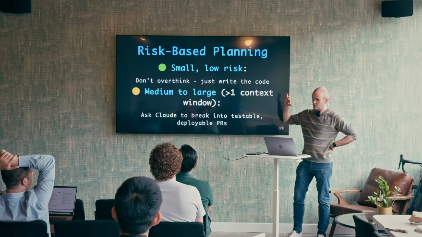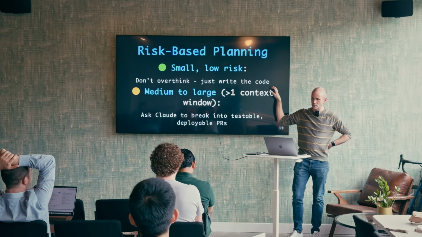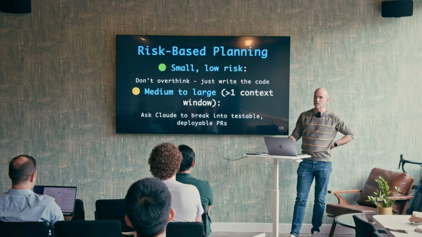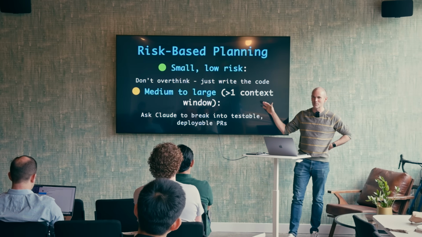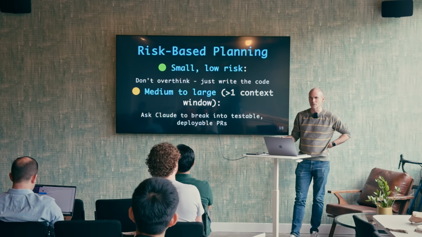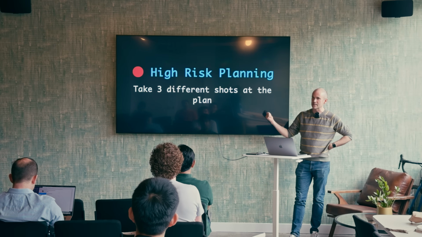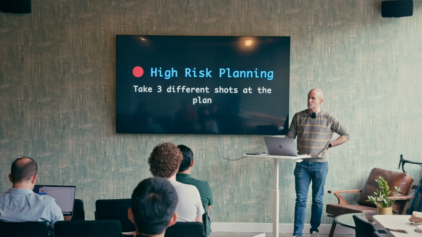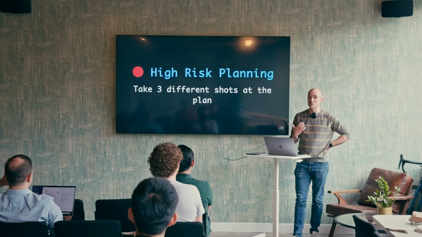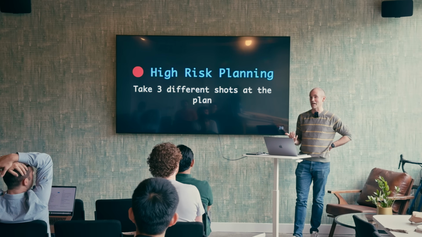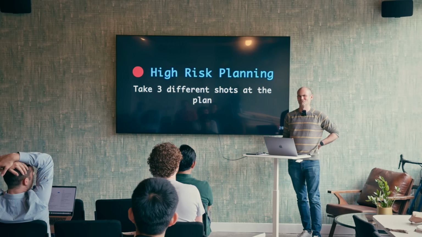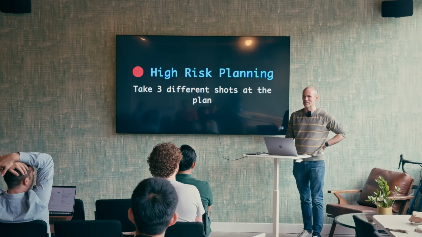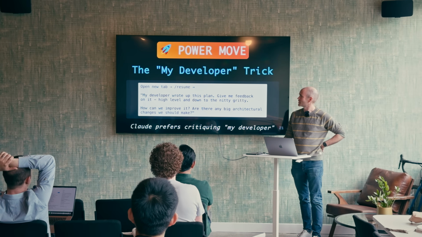Risk-based planning: if it's small, don't overthink, just write the code. Medium to large, you've got to break it into testable, deployable PRs. I think of this in terms of context windows, and that's about a PR sized chunk of work for me. And then high risk, I think you should take 2 or 3 shots at the plan. You should really work over it with Claude. I'm not making the plan again. I'm just looking at its plan and I'm like, this smells bad. If an engineer came to me with this, I'd say, this is really complicated. You're gonna screw it up. It's gonna mess up the code base.